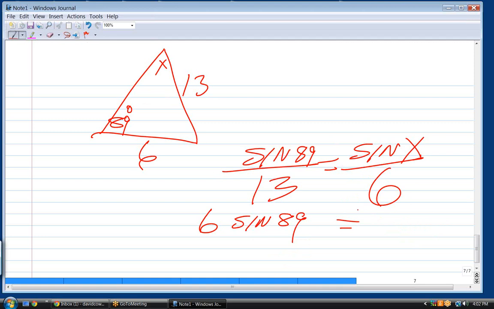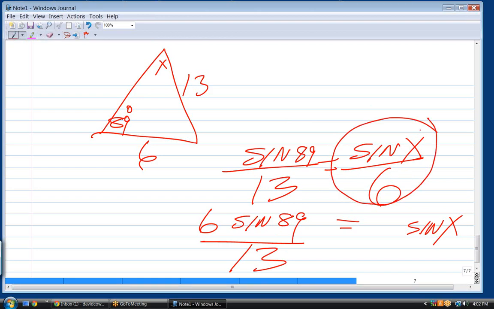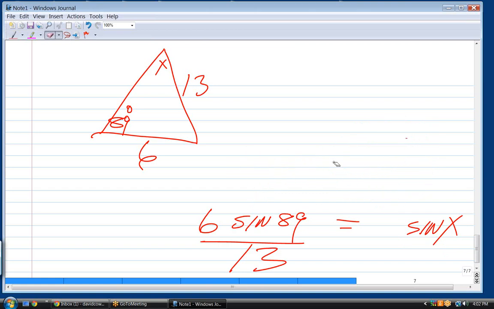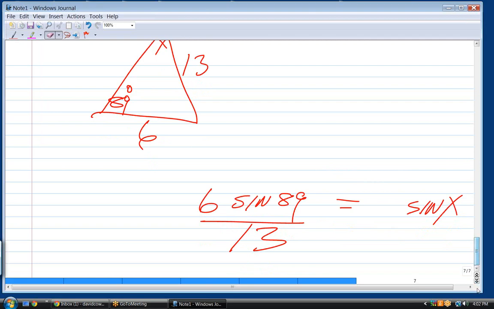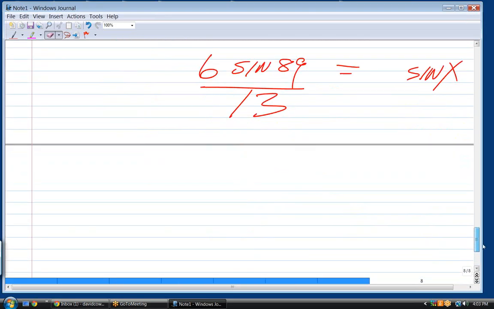In other words, if I cross multiply here, I get this. Well, then I have to divide both sides by 13. Well, dividing by 13, I just multiplied by 13. So there's no need to cross multiply and then have to divide by 13. Let's just take this side of the equation. Since we're solving for x, let's multiply both sides by 6. Okay. That gives us this. Now, how do we solve for x? Because we're not trying to solve for sine of x, we're trying to solve for x.